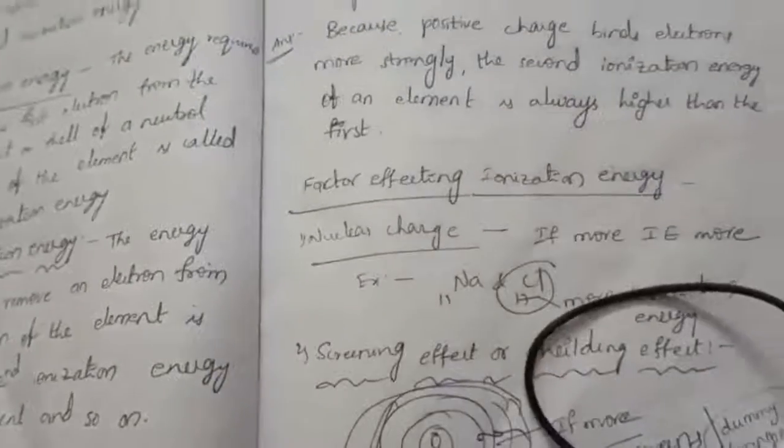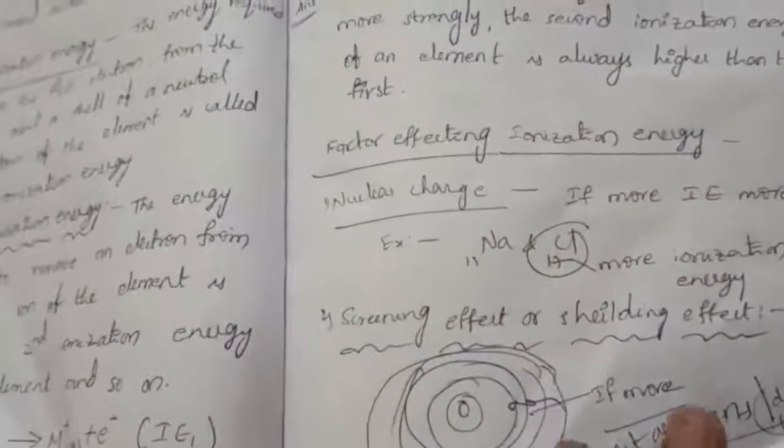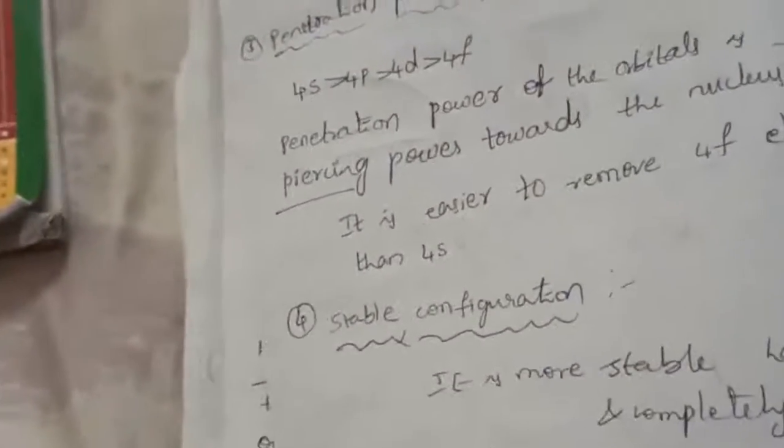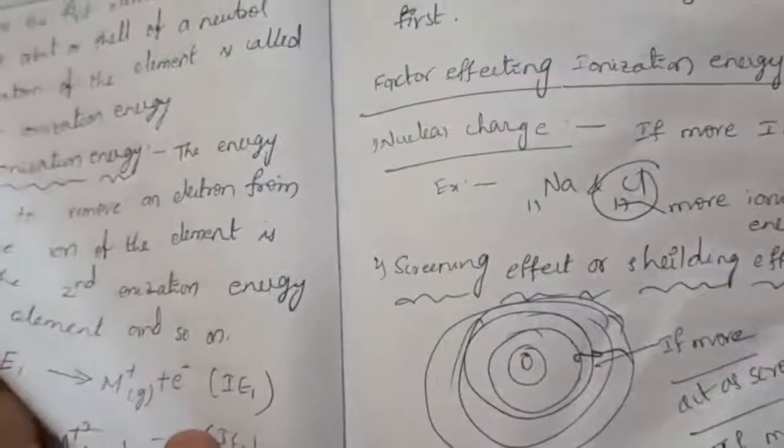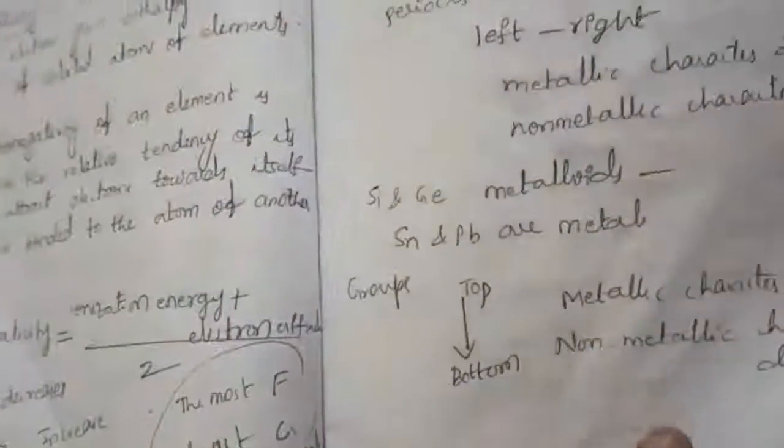Just understand these, children, these are the factors affecting ionization energy: nuclear charge, screening effect, penetration power or piercing power, stable configuration, and atomic radius. Screening effect or shielding effect you also have to understand. I think you got all these points clearly.